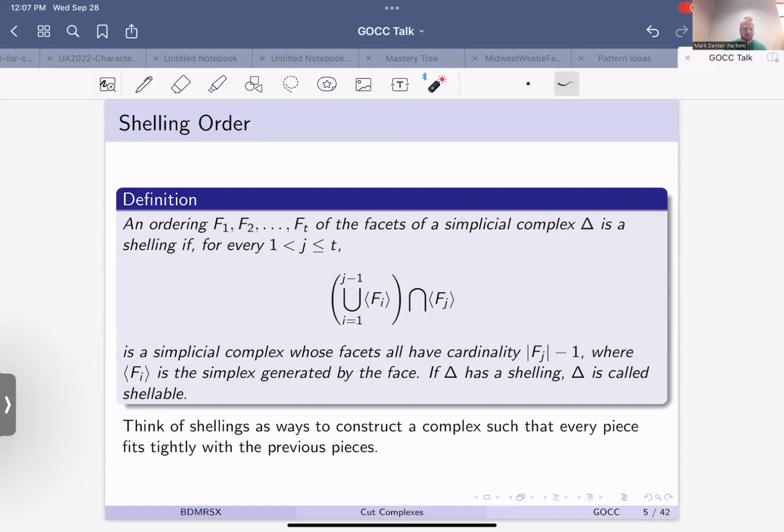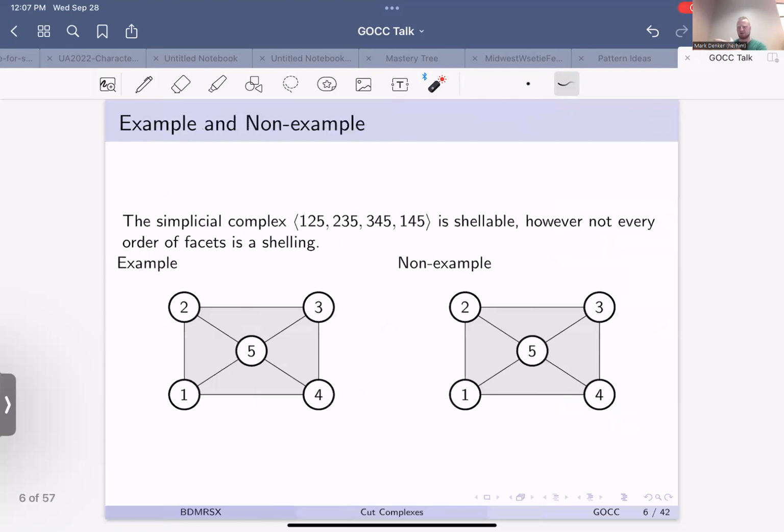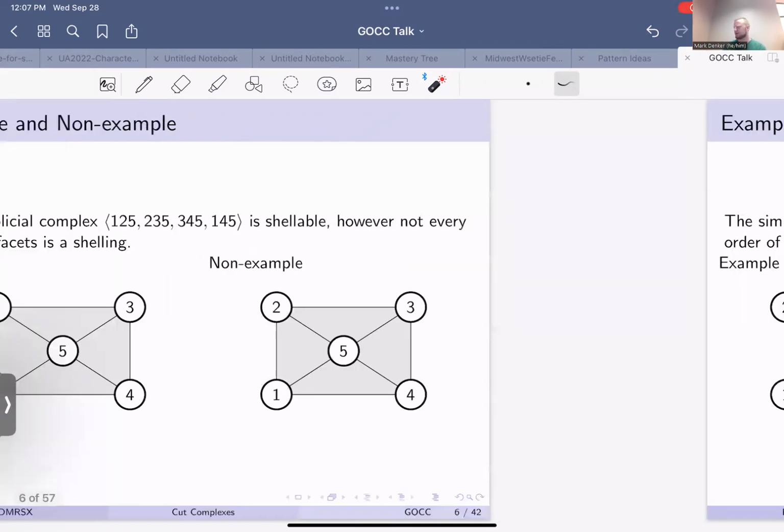I've given you the full definition here. Please ignore it. What you want to know is that shellings are a way of constructing your complex piece by piece in a nice manner, such that every piece fits together well with other pieces. And so, ignoring this definition, let's see an example of how we'd shell these simplicial complexes.